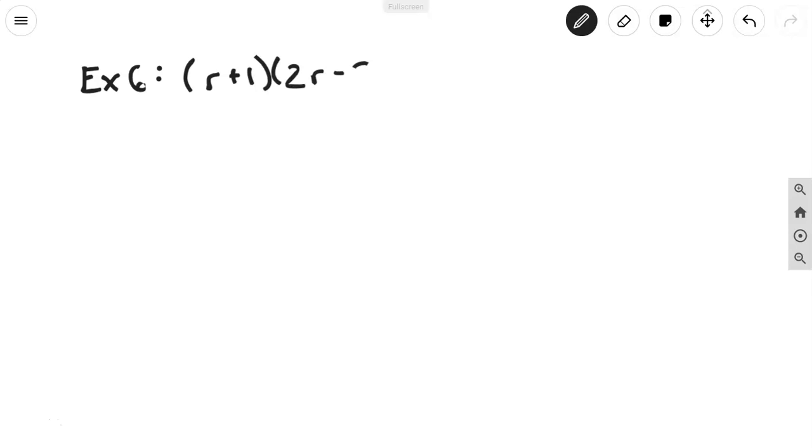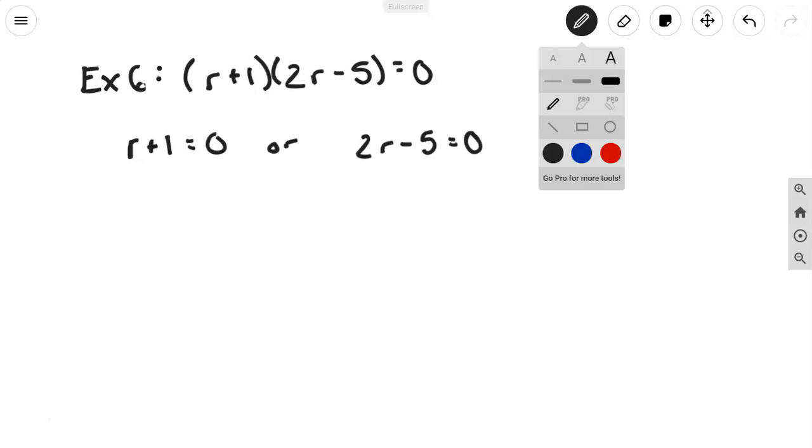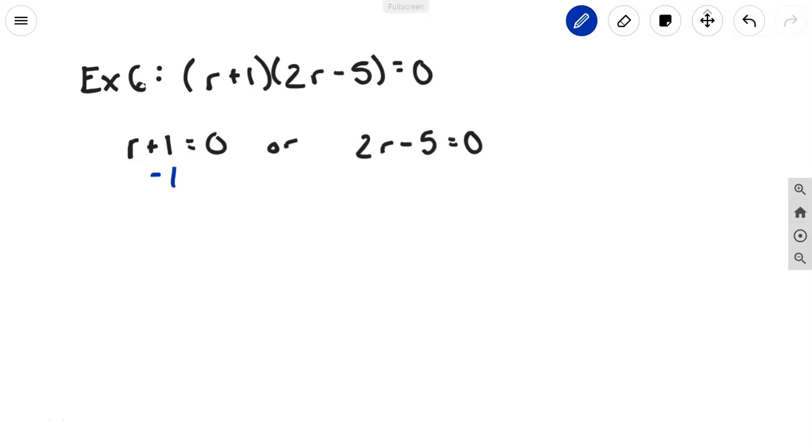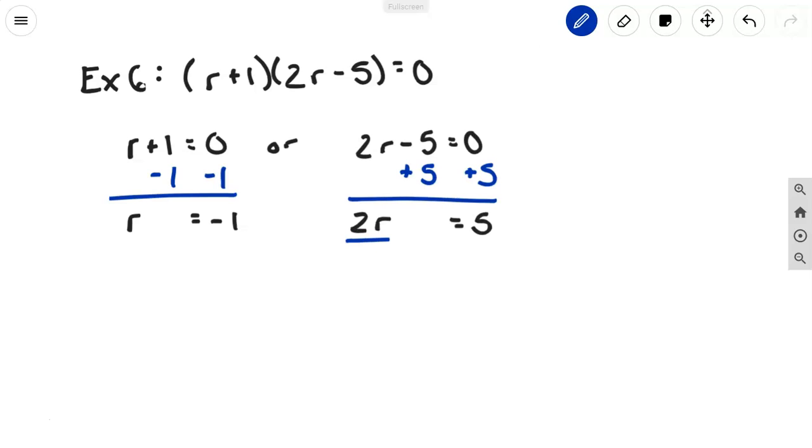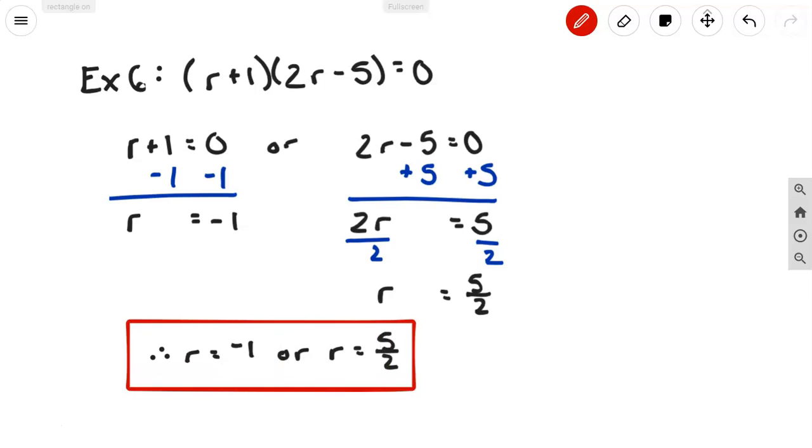Our last two examples, we have r plus 1 times 2r minus 5. I set up two equations. They're both equal to 0 because either one could equal 0 for this to be true. R equals negative 1 or r equals 5 over 2. So remember, you have to have two answers for a quadratic equation.